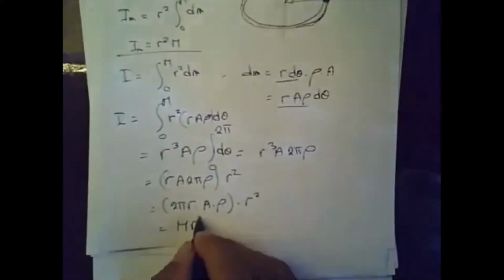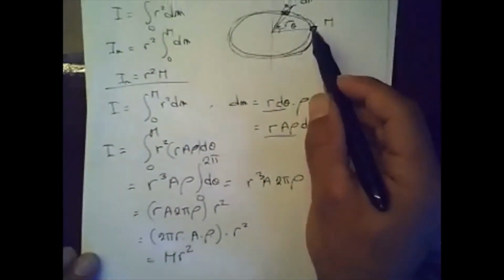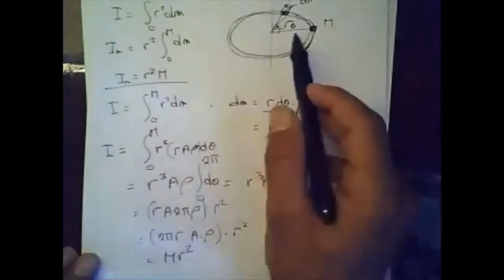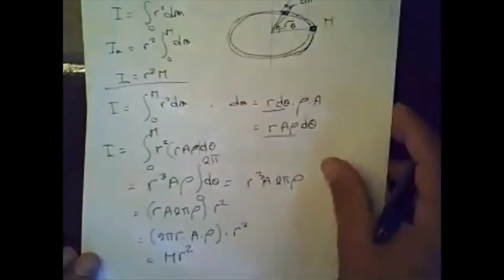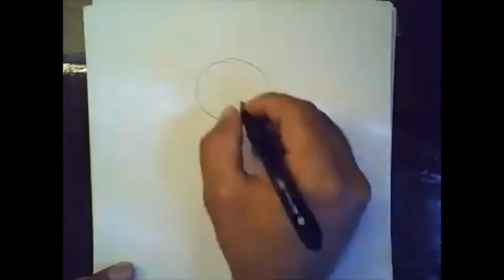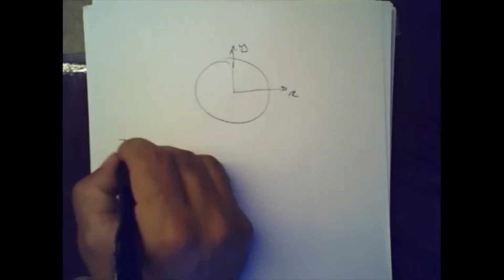Here I basically took a long way to come here, but you can quickly see that if the whole mass is at the same distance, then if you integrate r squared dm, you will always get r squared in this case. But let us now do this on the disk. So this is your disk, and let's call the axes x and y.